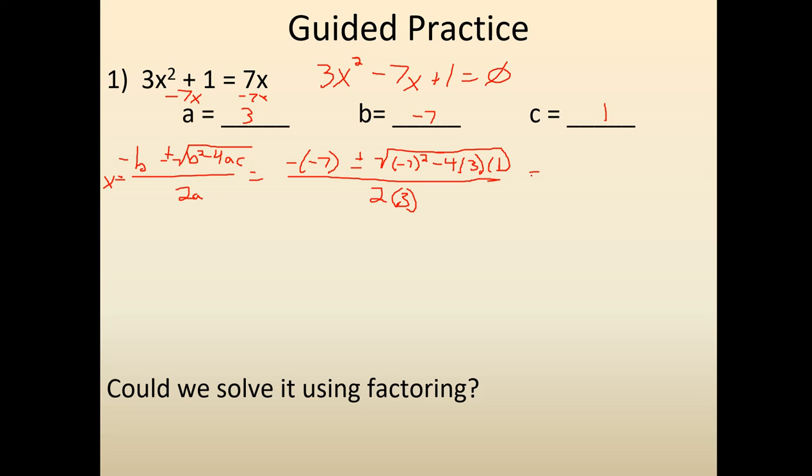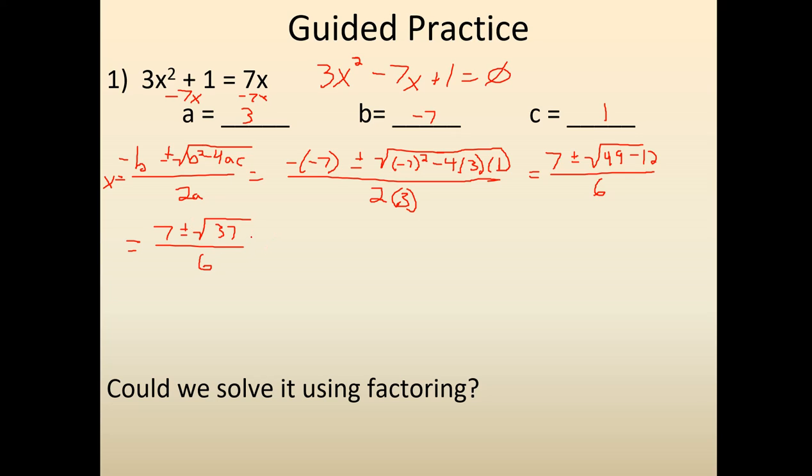Alright, so to clean this up, negative and negative gives me a positive. So I get plus 7 plus or minus negative 7 squared. When you plug it in, you get 49. Negative 4 times 3 times 1 is minus 12. And 2 times 3 is 6. So from here, I end up getting 7 plus or minus the square root of 49 minus 12, which is 37, all over 6.